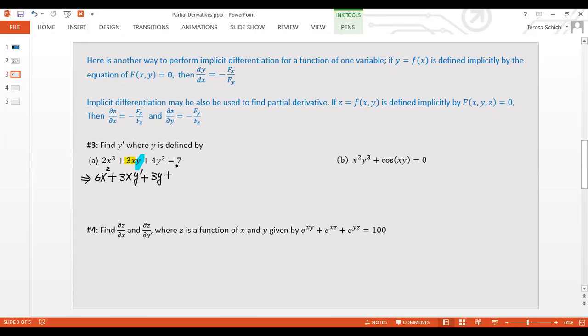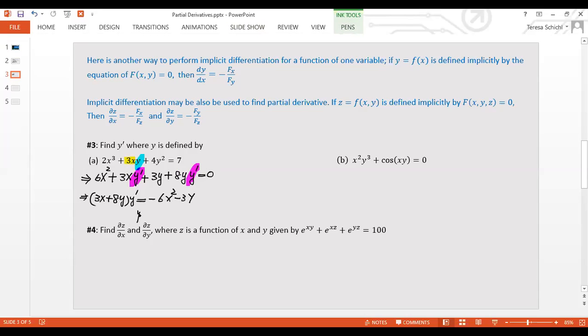Okay, then plus, you take the derivative of this one, which is ay, but also, don't forget the y primes here, right? So then this is equal to what? This is equal to 0 here. Then the next thing, you combine the y primes, so this is 3x plus ay, times y prime. Then you move all the other terms to the other side, so this is 6x squared minus 3y, right?